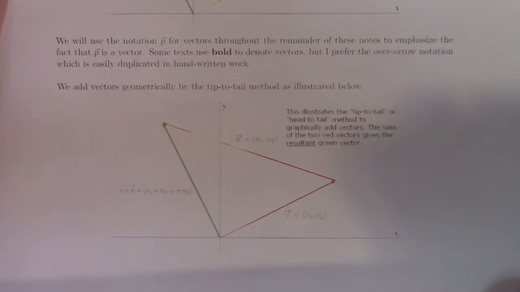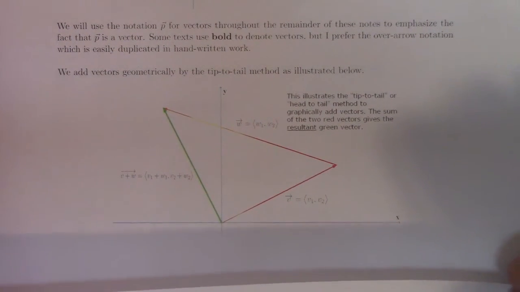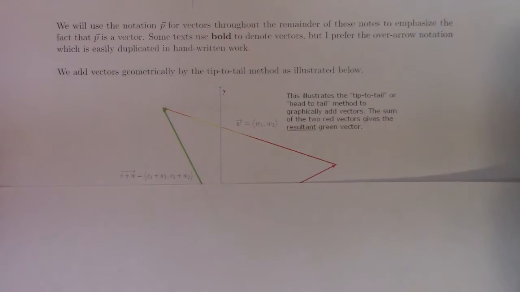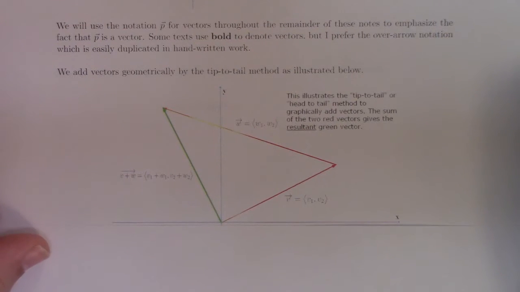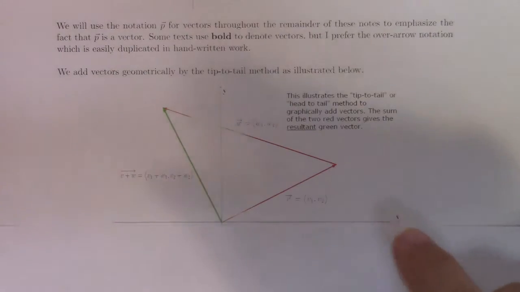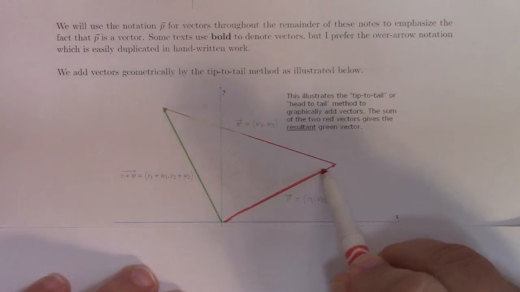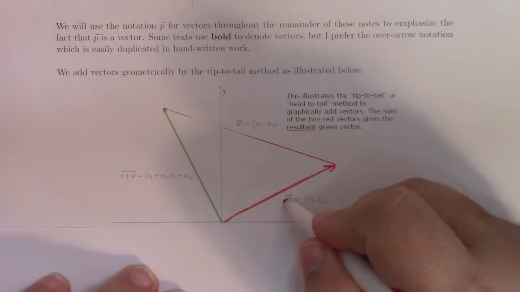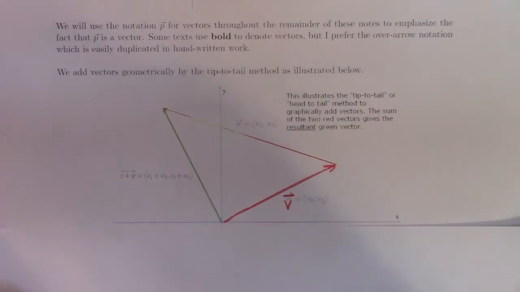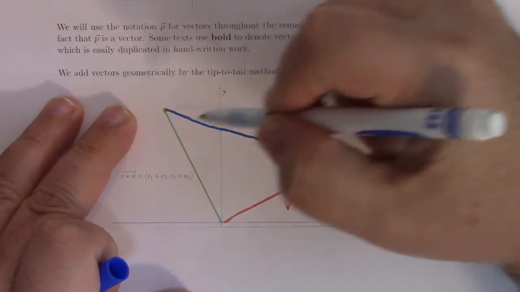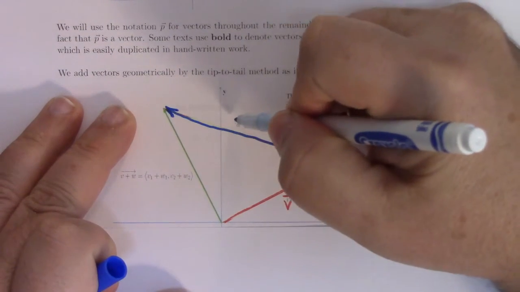I would also warn you that other texts use bold to denote vectors, but I try to use either the over arrow, or for a unit vector I use the hat. How do we add vectors? Tip to tail. So here's vector v, that's v. And then you add to that vector w, which is up here, so I'm putting the tail of w at the tip of v.